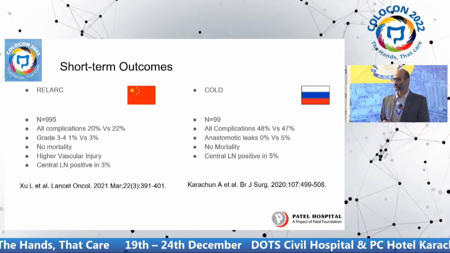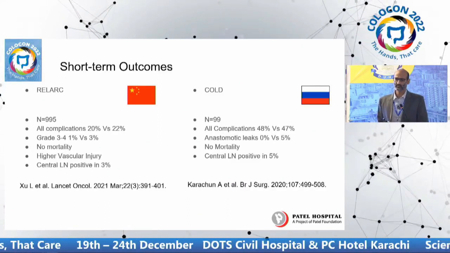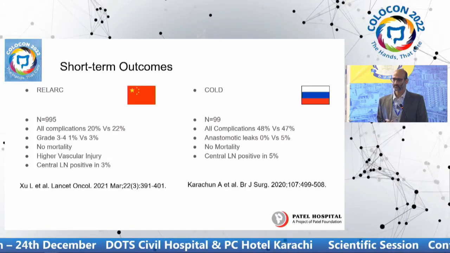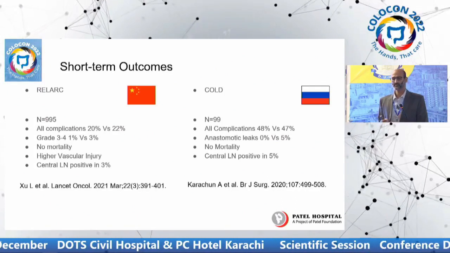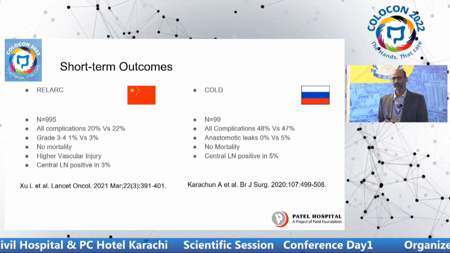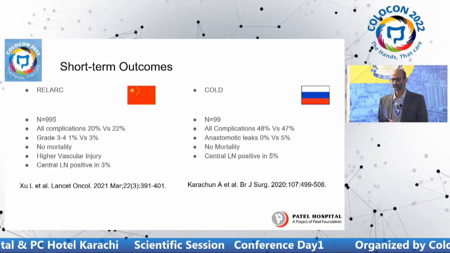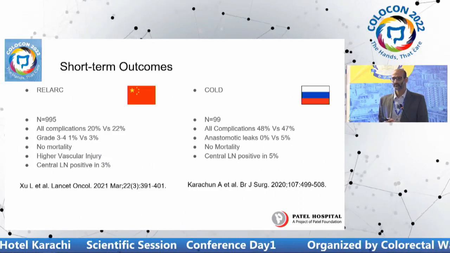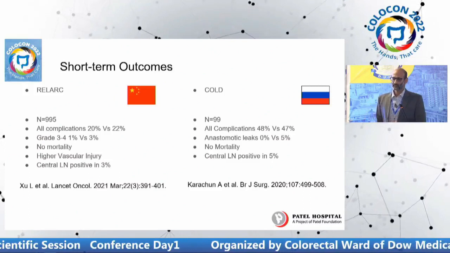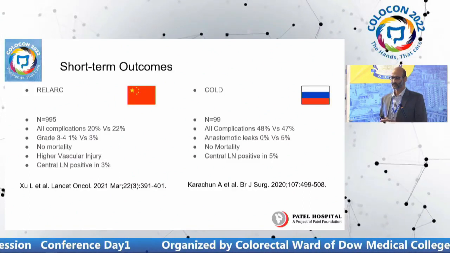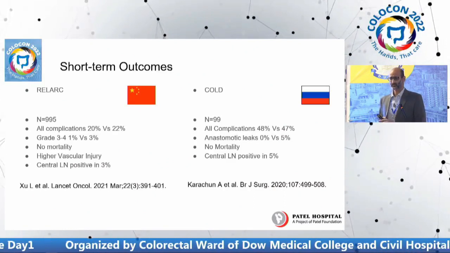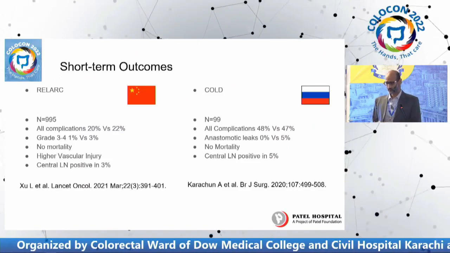We'll just touch on some of the outcomes, because these are prospective trials that are running and have produced their short-term outcomes. The RELARC trial from China has shown equivalent grade 3-4 Clavien-Dindo morbidity. There were no mortalities, but a higher incidence of vascular injury in CME dissection. Only 3% of sentinel nodes were positive, and there were no cases of isolated sentinel node positivity. In the COLD trial from Russia, the short-term outcomes again did not show any difference in morbidity. There was no mortality and 5% sentinel node positivity.